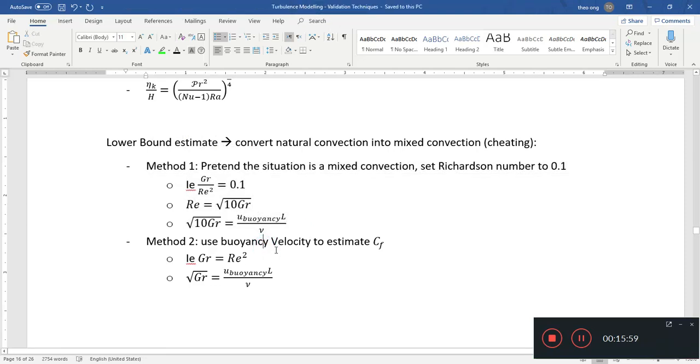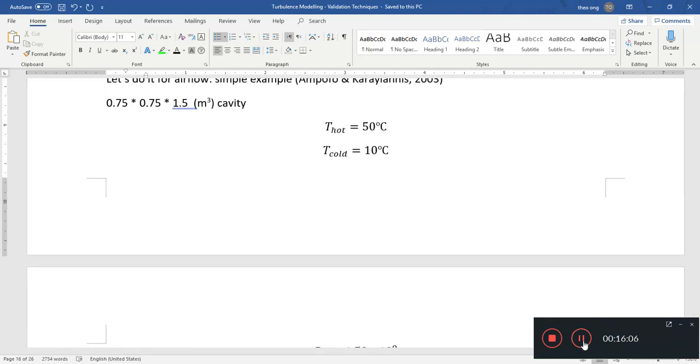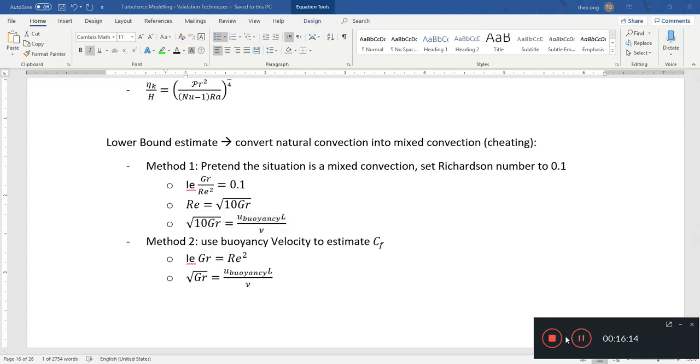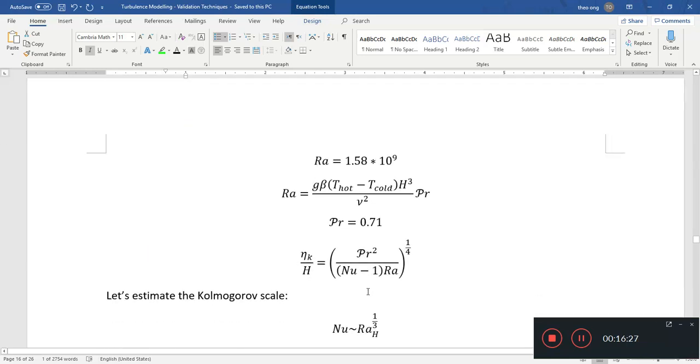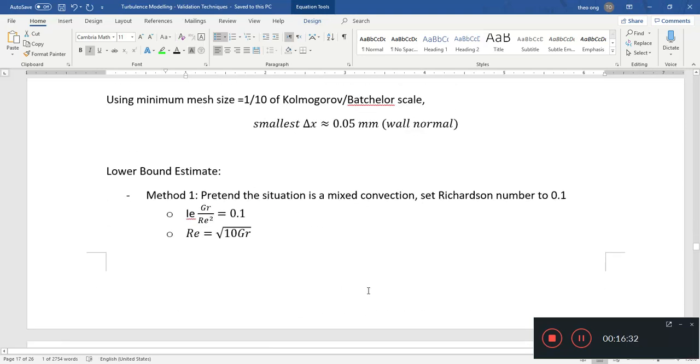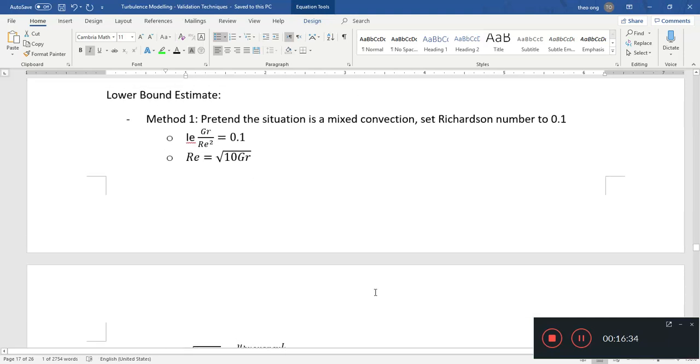Pretend the situation is a mixed convection, and we force 10 times the Reynolds number in there. So 10 times the Grashof number worth of flow, and we take that to estimate our Reynolds number. Or we assume that the U buoyancy is characterized by the square root of the Grashof number. That will be our free stream velocity, and we use a skin friction coefficient correlation to try and estimate the wall shear stress and the wall units.